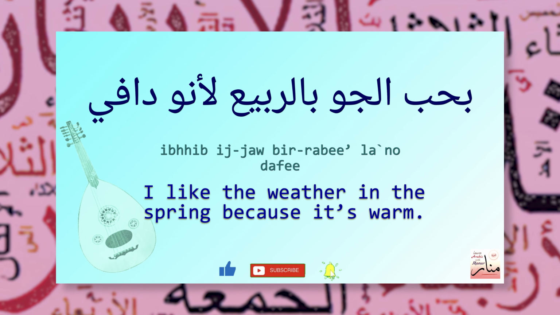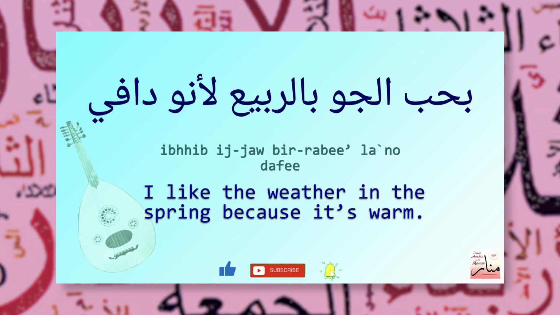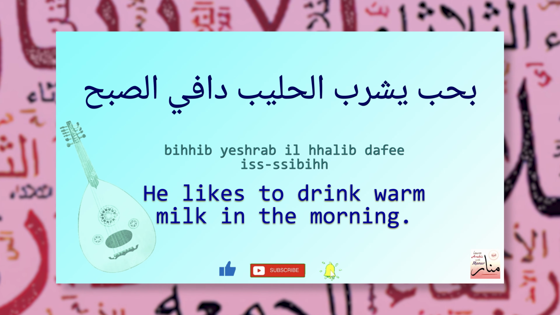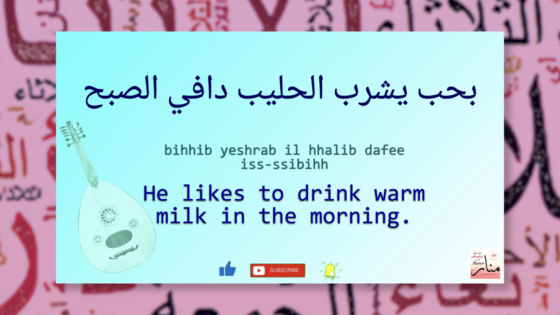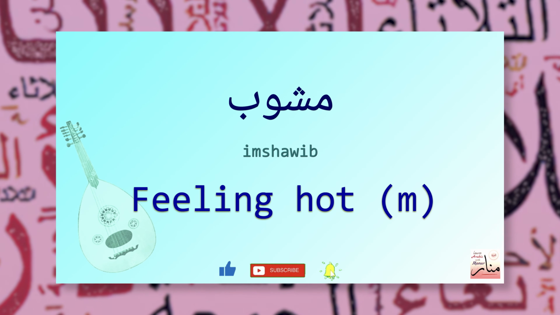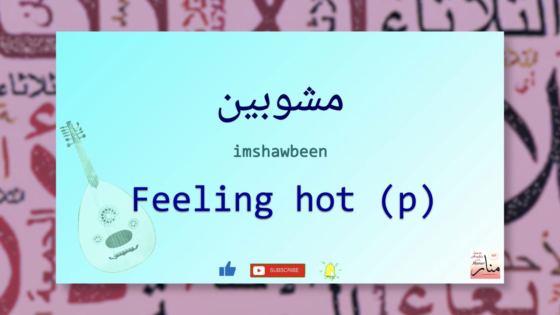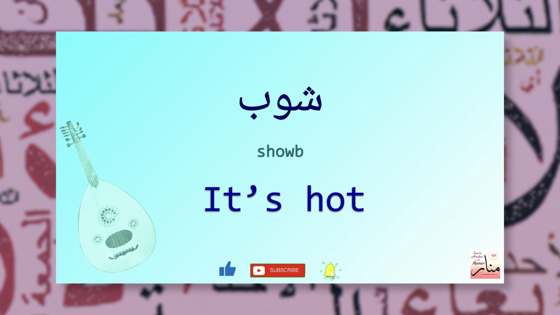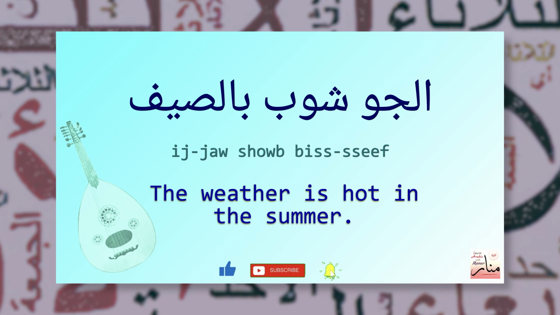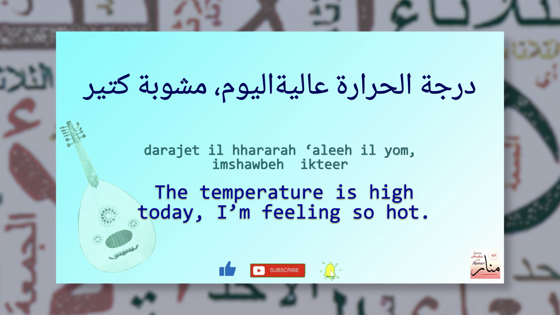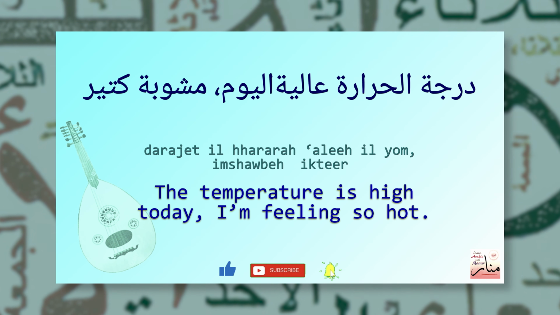I like the weather in the spring because it's warm. بحب الجو بالربيع لأنه دافي. He likes to drink warm milk in the morning. بحب يشرب الحليب دافي الصبح. I feel hot مشوب masculine, مشوبة feminine, مشوبين plural. It's hot شوب. The weather is hot in the summer. الجو شوب بالصيف. The temperature is high today. I'm feeling so hot. درجة الحرارة عالية اليوم مشوبة كتير.